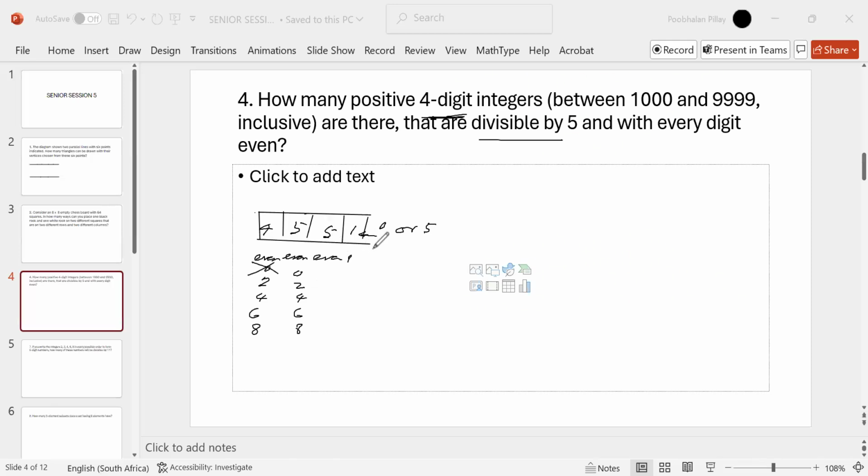But the last one can be filled in only one way, because you have to put in 0 in this last box. Right? That's only one way. So we've seen this before. In how many ways? So how many such numbers are there? So the answer is you take these different possibilities and multiply them.